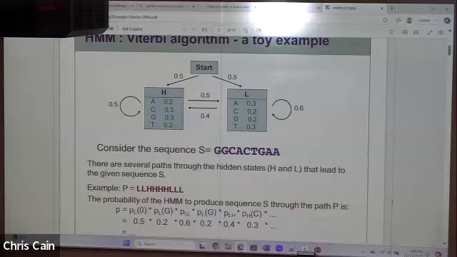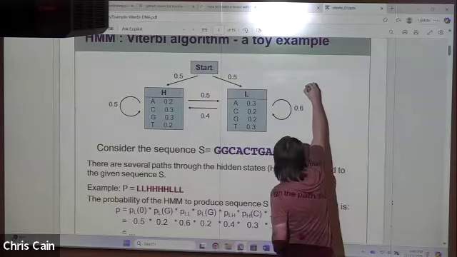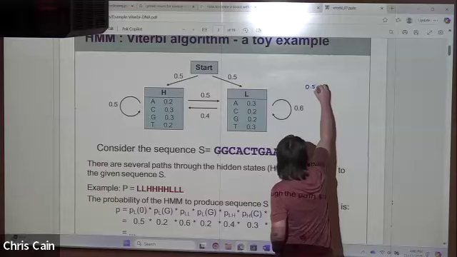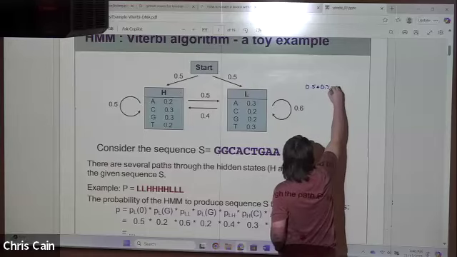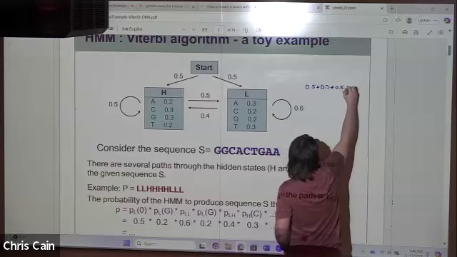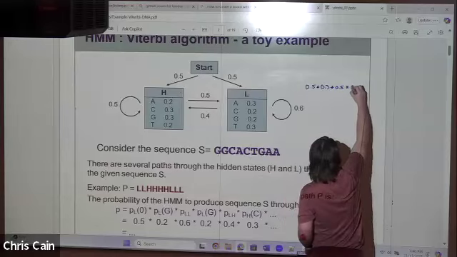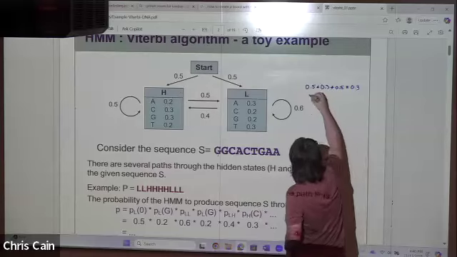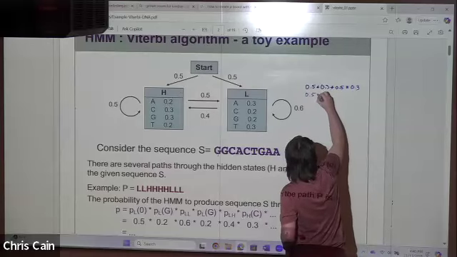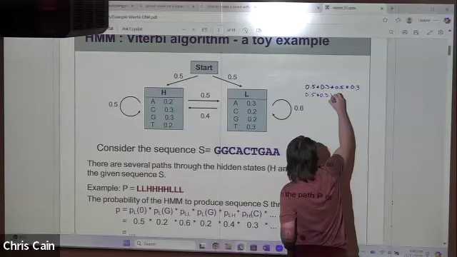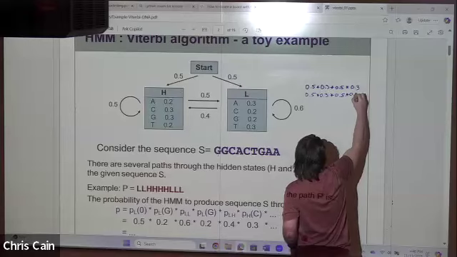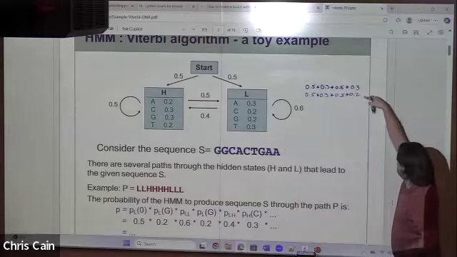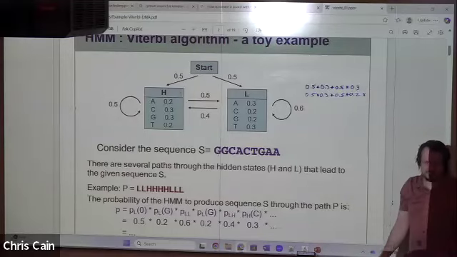Started in high. Yeah, I think so. That makes the most sense to me. There are 4 options. We either started in high, which is 0.5, times we express the first G, 0.3, times we stay in high, 0.5, times we see the second G, 0.3. We could have started in high, expressed the G, transitioned to low, which is 0.5, and then expressed the G from low. We can see that this is higher than that. So that's not going to be the best or most likely path.